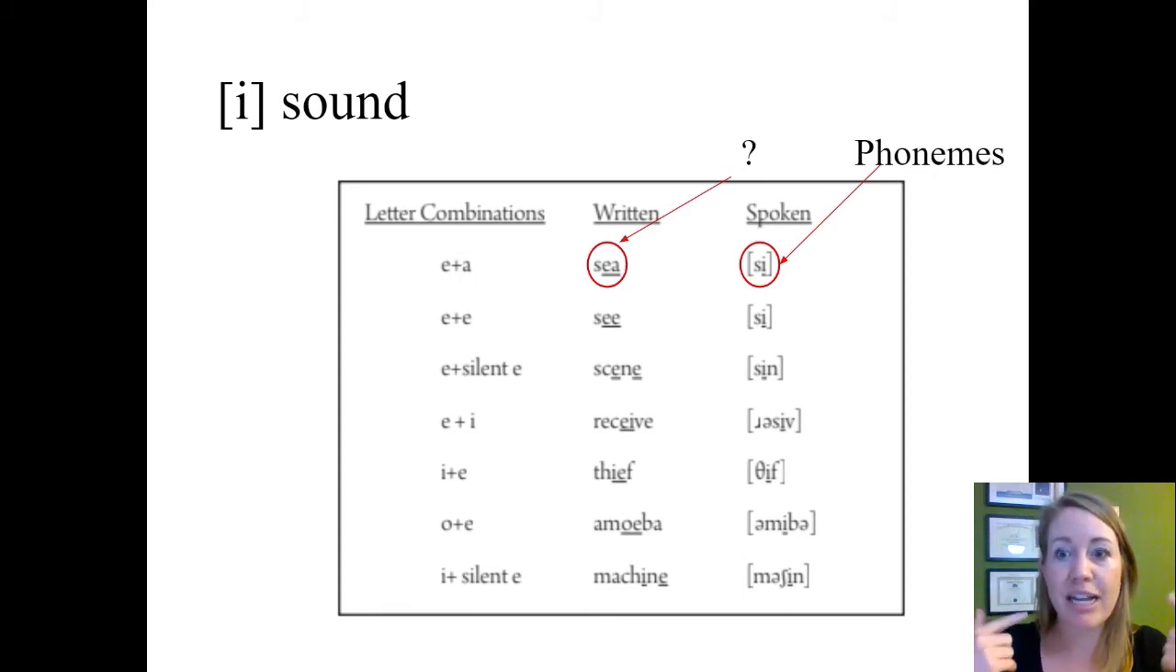And now I have to realize, okay, so when I get two E's or an EA, it might get the same sound, E. And then you go to seen. Okay, when I get E followed by a silent E, I get the E sound. Then we go to receive. EI gets the E sound. Then you go to thief. IE gets the E sound.